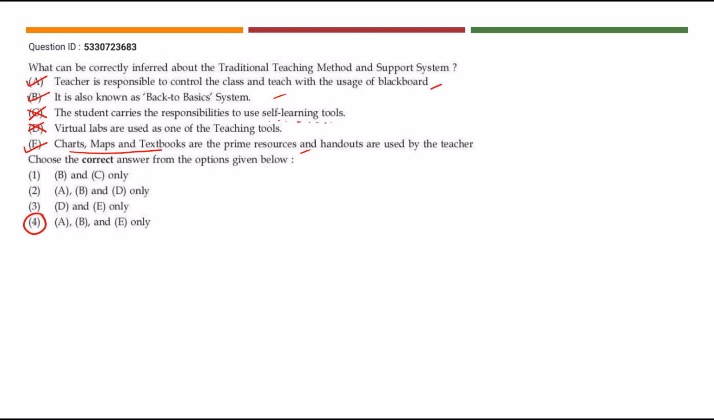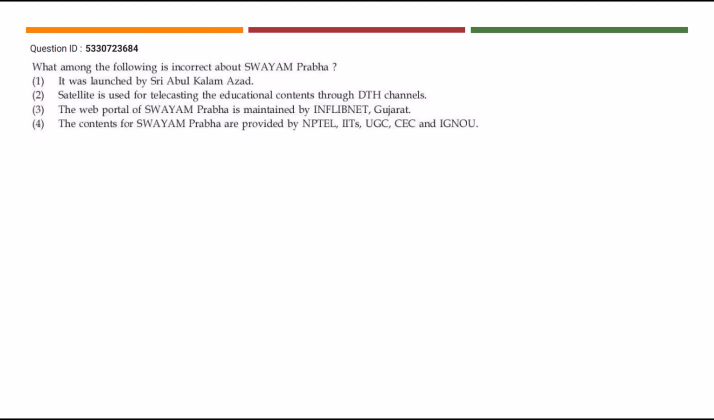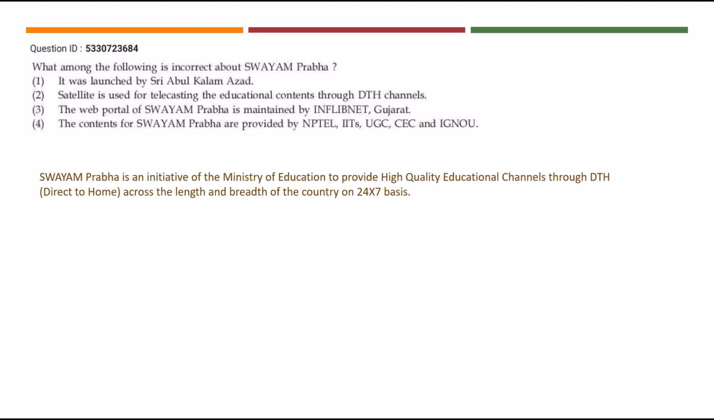I have told you why C and D are wrong, because they are not a part of the traditional teaching method. But they are a part of today's education system, not in the traditional teaching method. Next question. What among the following is incorrect about Swayam Prabha?